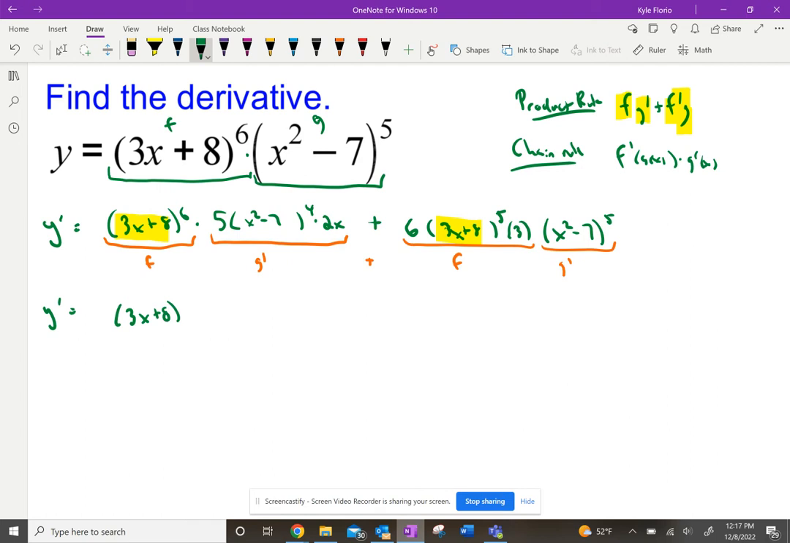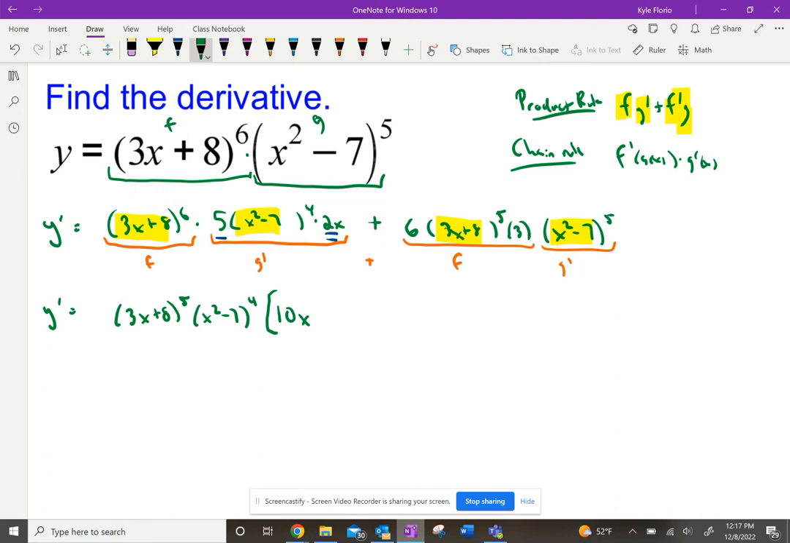Now there's 6 factors here and 5 factors here. I've got to take the lowest exponent, which is 5. There's also an x squared minus 7, x squared minus 7, so I can factor that out. Between the fourth and the fifth, the lowest exponent is 4. What's left? 5 times 2x is just 10x.